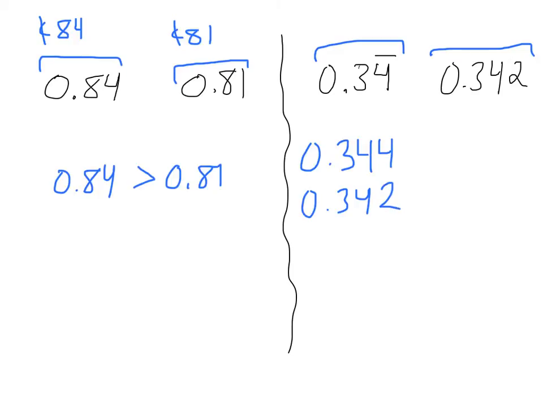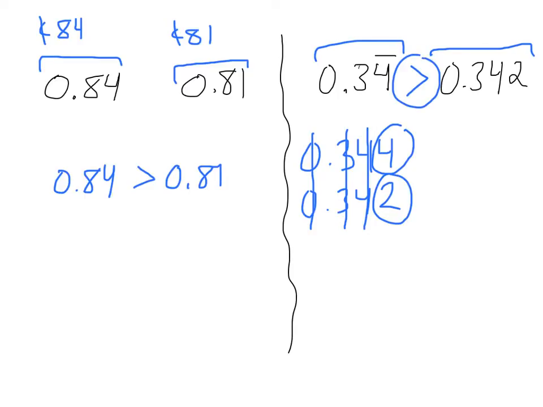A really good strategy for comparing decimals is to line them up like this. They both have 0 in the ones place, a 3 in the tenths place, a 4 in the hundredths place. So now we're looking at the thousandths place. Which one is greater? The 4, repeating 4, is greater. So 0.34 repeating is greater than 0.342.